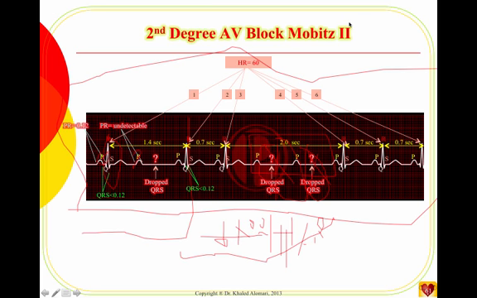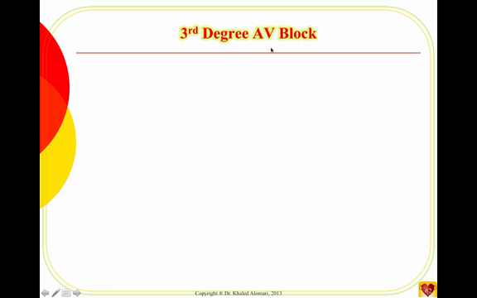Alrighty, and the last one is the third degree AV block, or what we call complete heart block. By the way, some books use heart block instead of AV block, like second degree heart block or first degree heart block, but we'll use AV block. A third degree AV block means it's completely blocked, which means none of the P waves pass and cause a QRS. So this gate is completely locked.